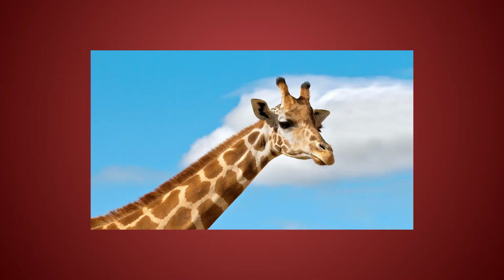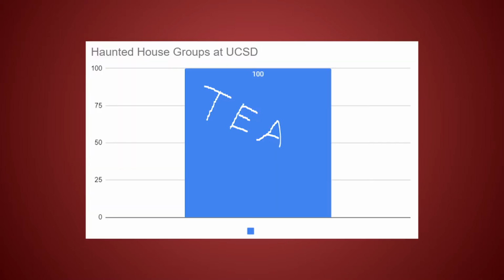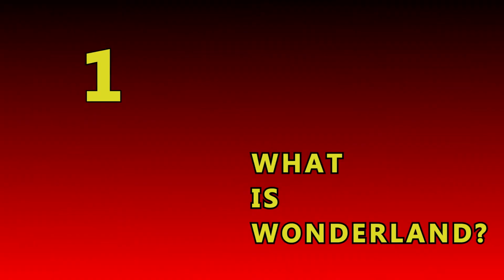As you can see by this graph, you are now part of one of the most horrifying haunted house groups at UCSD. But it didn't get that way in one day, because the haunted house closes at 11 p.m.